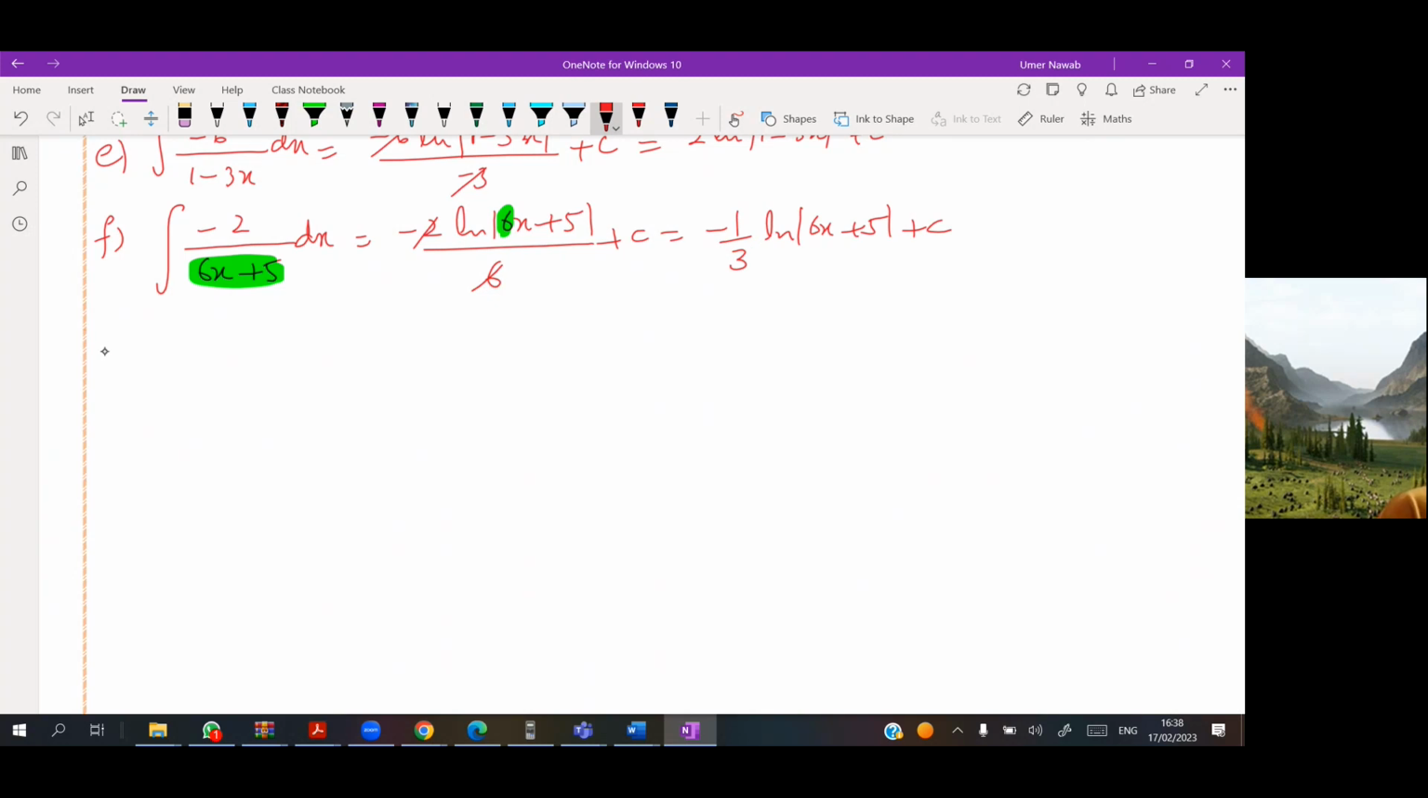After that, the g part: integration of minus 3 over x plus 1 dx, which is minus 3 ln of x plus 1.